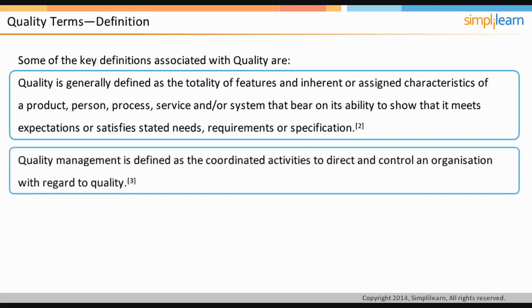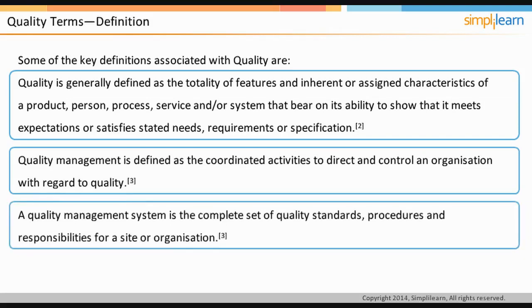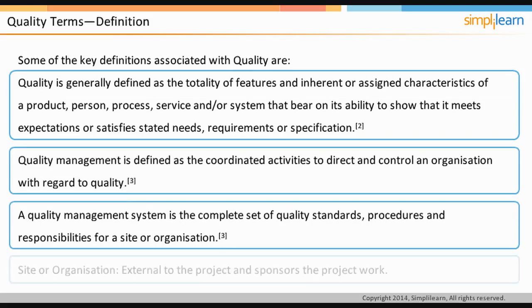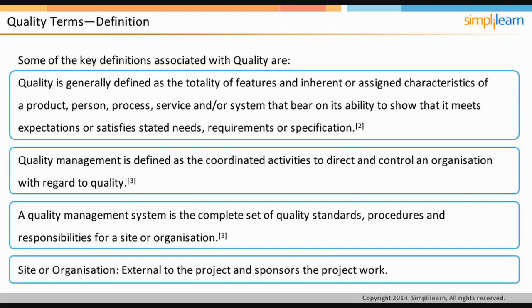Quality management is defined as the coordinated activities to direct and control an organization with regard to quality. A quality management system is defined as the complete set of quality standards, procedures, and responsibilities for a site or organization. Site or organization is external to the project and sponsors the project work. In fact, site can be considered as the company where the project is being performed.